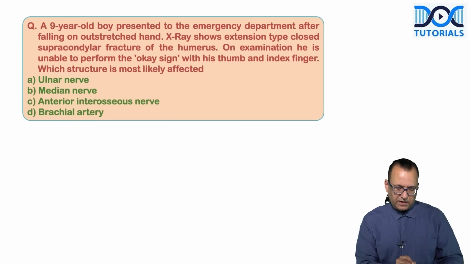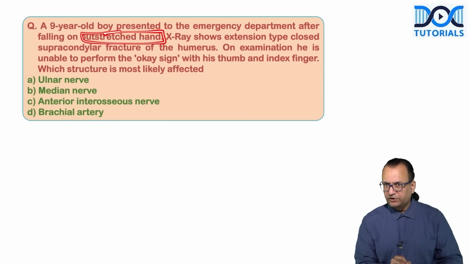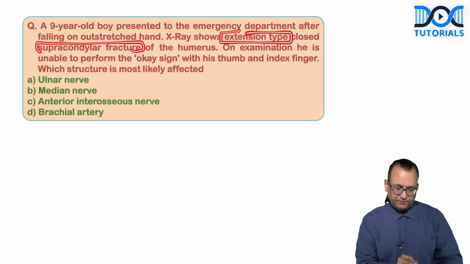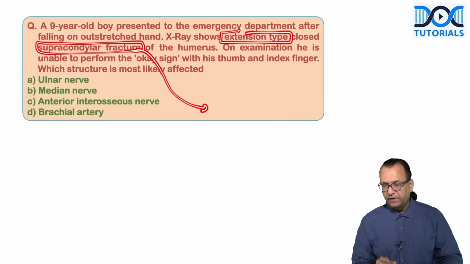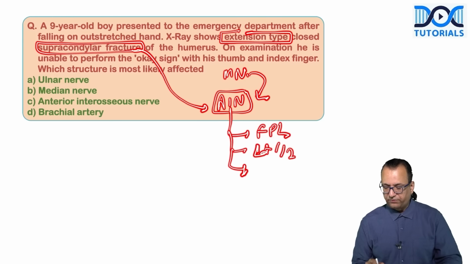This is a 9-year-old boy coming to the emergency department after falling on outstretched hand, and X-ray is showing there is a supracondylar fracture, extension type closed supracondylar fracture. Most of the time it is the anterior interosseous nerve branch of the median nerve which is pulled, and there are some deep muscles of the anterior forearm, like flexor pollicis longus, the lateral half of flexor digitorum profundus, and pronator quadratus, they will be compromised.